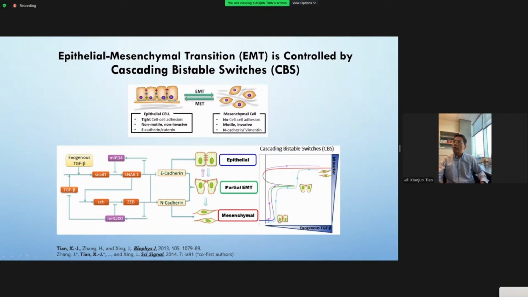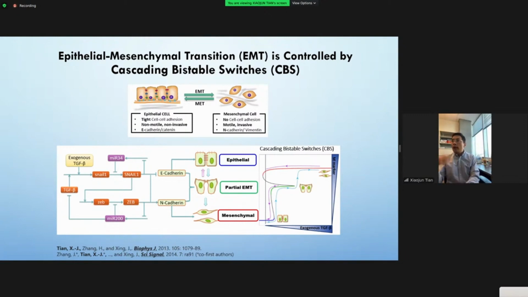The first bistable switch is governed by this SNAIL and miR-34 positive feedback, and the second switch is governed by the ZEB and miR-200 positive feedback. The first switch is reversible, but the second one is irreversible. So that is something I did before, and we verified this mechanism in the experiment as well.